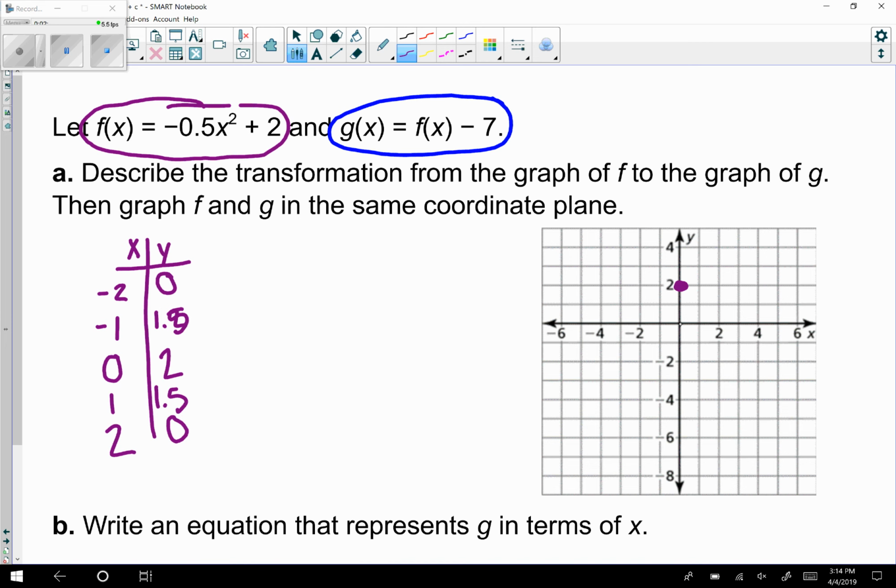Okay, so let's go ahead. There's -1. I'm going to be up at 1.5. And then that's just going to be symmetric. And I'm going to be at -2, 0, and 2, 0.